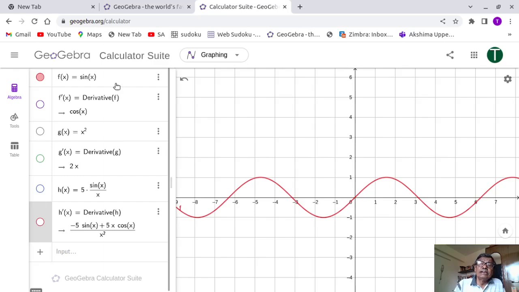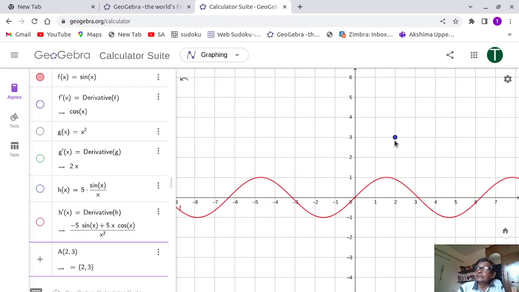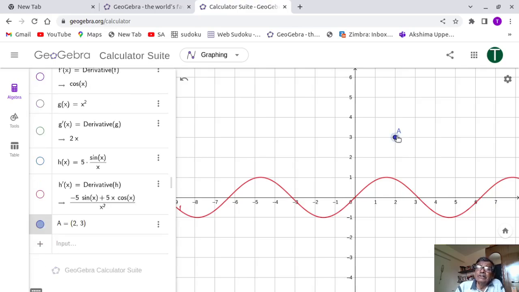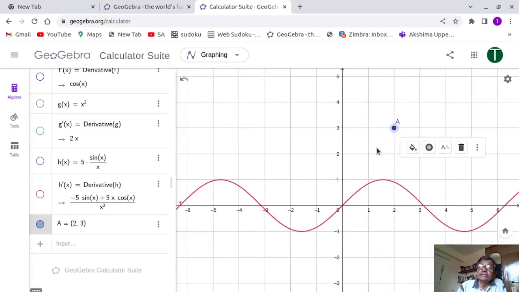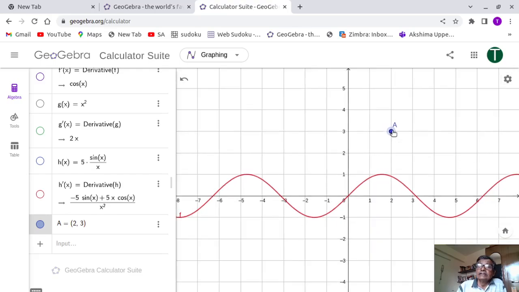Now, what can be done is you select a point here. You select a point, any point, say 2, 3. Okay, and the point is shown here. Now this point I will just bring it, suppose here, and I will put it on this graph.